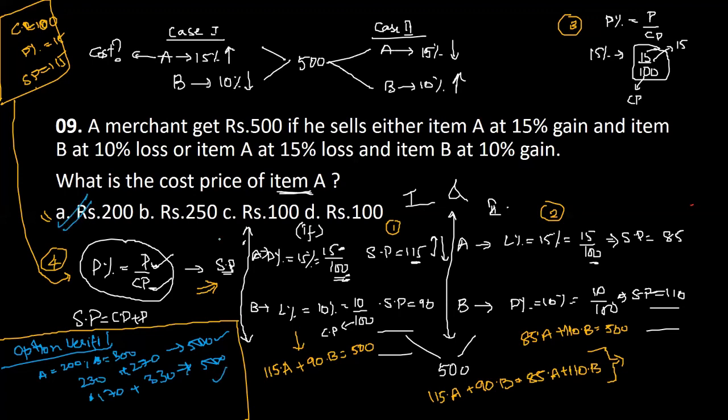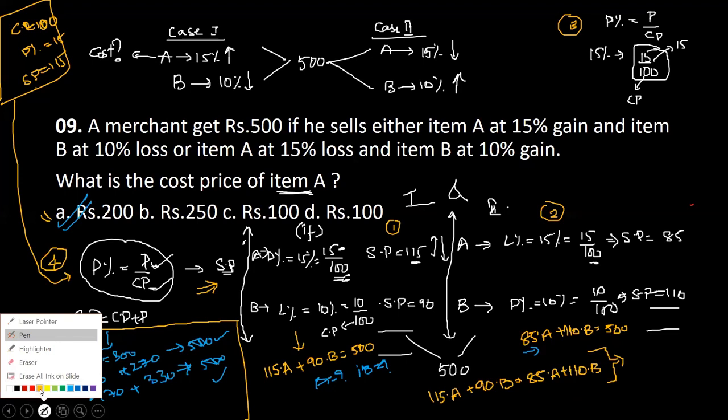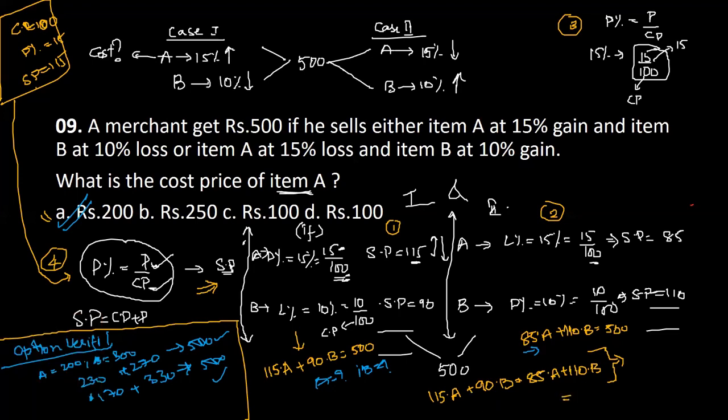Okay. So Vishnu, in either of the cases, you can check the value for A or the value for B. Whatever you get in terms of A and B, you can substitute it in this equation and try to find the value of A or B. Or, after equating both of those, let me change the ink. After equating both, 115 minus 85 gives 30 A, equals 110 minus 90, that is 20 B. Then you have the ratio A by B as 2 by 3.